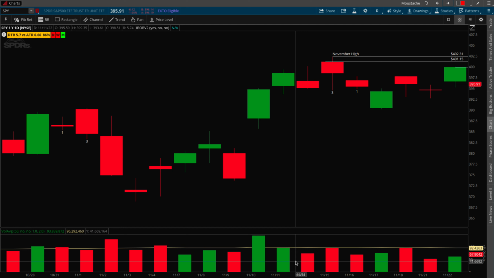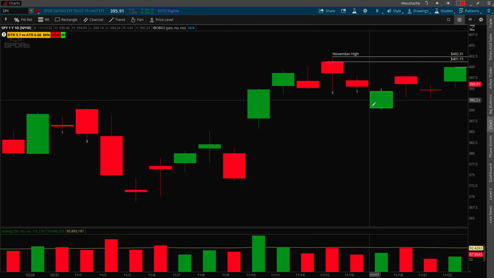I just wanted to do a trade breakdown of a trade I took on SPY on November 23rd last week. I took 165% on this trade, and I just wanted to quickly share with you guys how I did that.